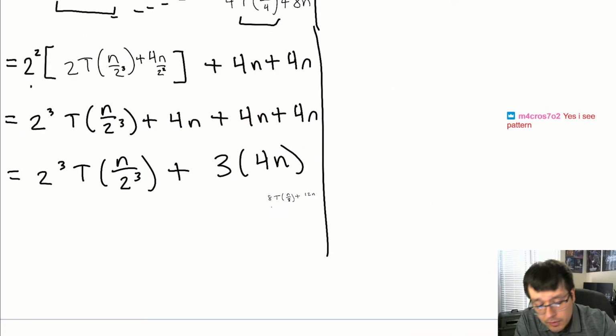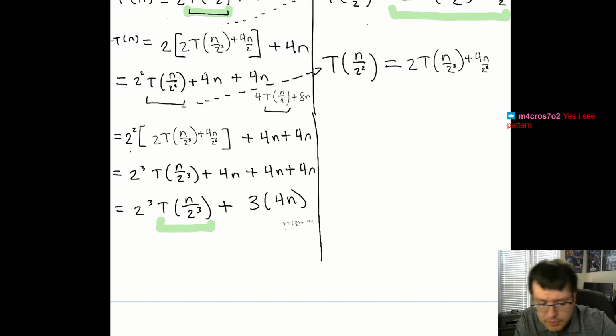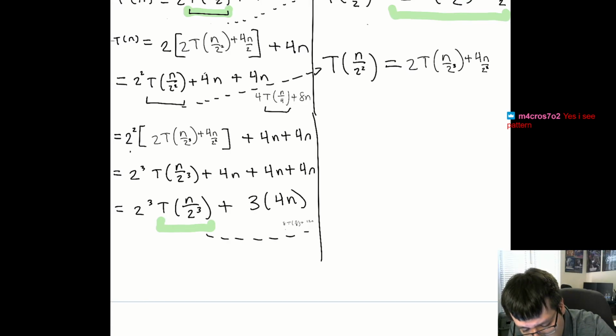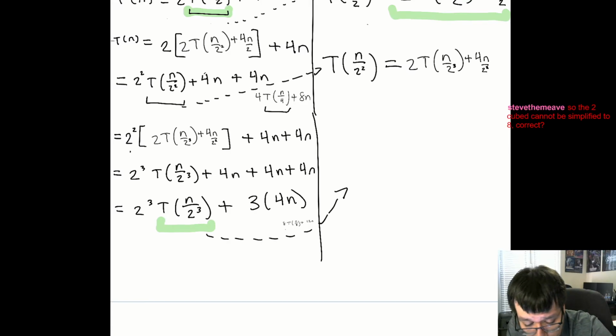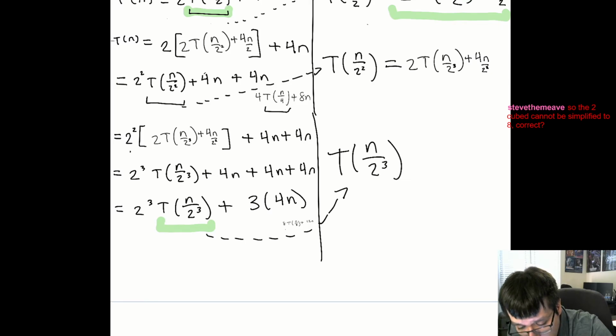So let's do one more of these. I think you're starting to see what I'm doing here. Or not what I'm doing, but like the pattern that I'm doing, basically. So let us take that and figure that one out. So t of n, 2 cubed, okay?